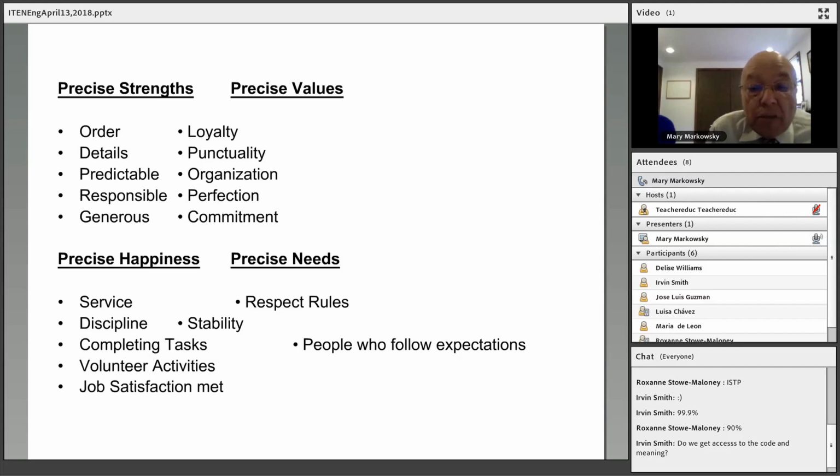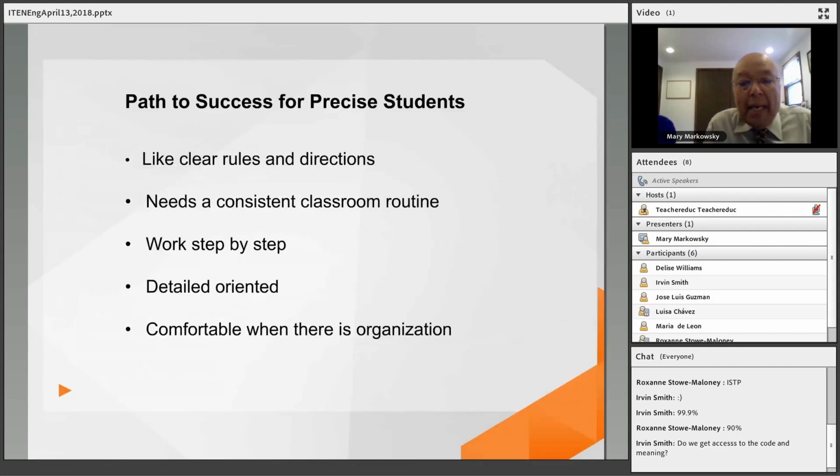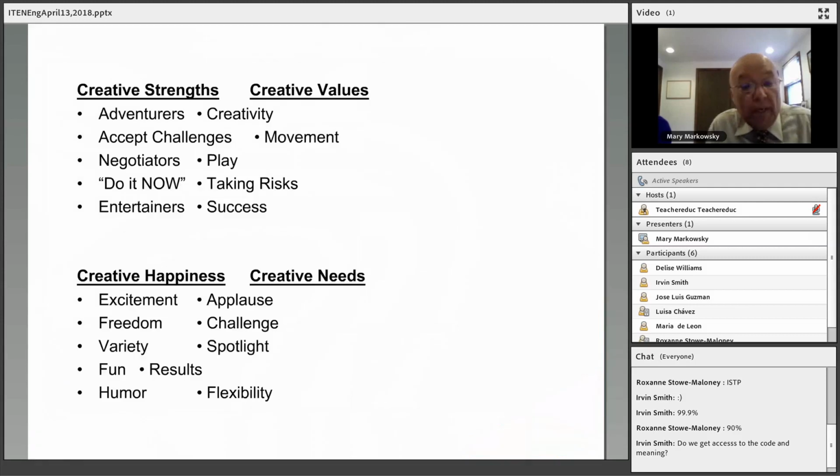They need to respect the rules, they need stability, and they need people who follow expectations. Now, their path to success: they like clear rules and directions. These students, when you give a lot of rules and a lot of directions, you lose them. So we'll talk about that a little bit later. They need a consistent classroom routine. The same thing. If you change your routine, they feel a little lost. They work step by step. They are detail oriented, and they are comfortable when everything is organized.